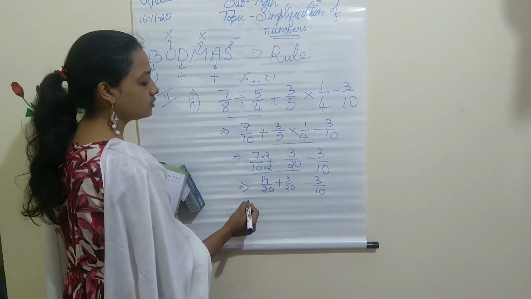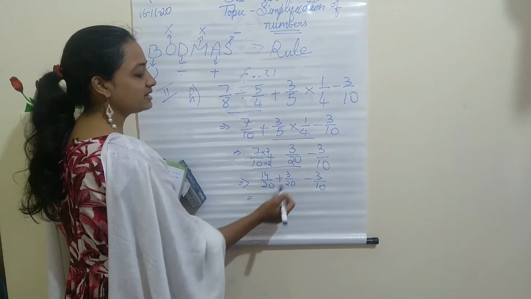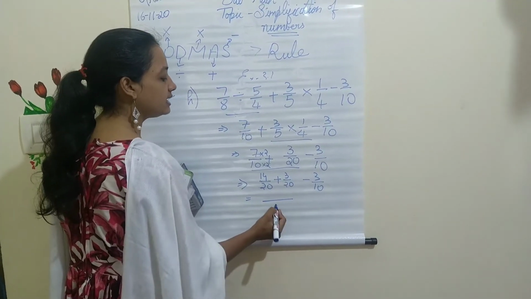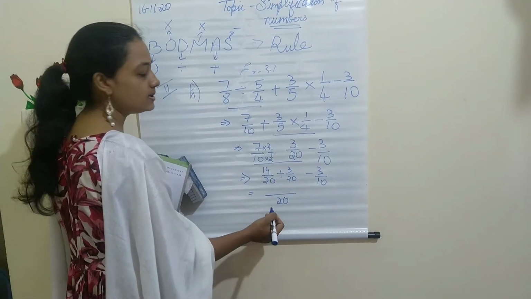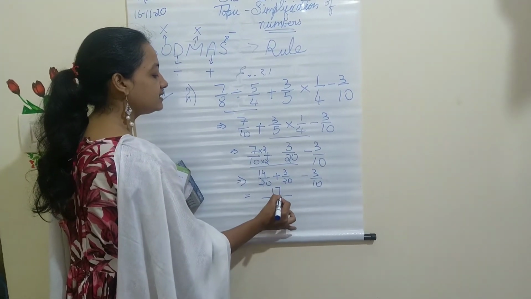So what is the answer for this now? 14 plus 3, the 20 will be written as it is. 14 plus 3 will be 17.